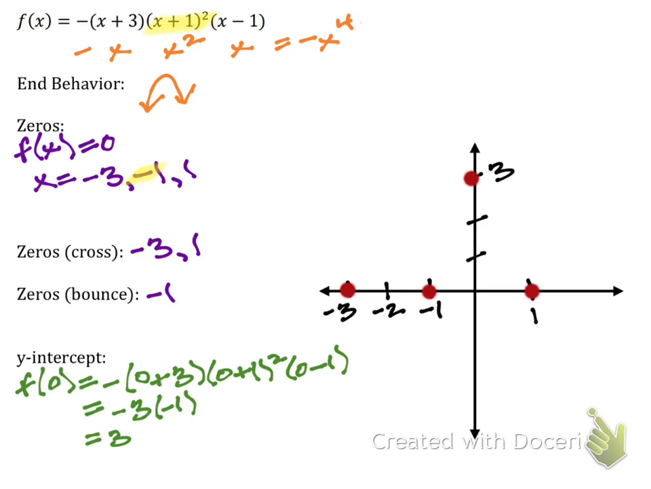So we know we have to start bottom left, and we cross at -3. Then we have a bounce at -1, which makes sense. It has to bounce because if it crossed, we wouldn't be able to get up to that 3, right? These are the only x-intercepts of our graph. So we have a bounce at -1, then we've got to go pick up that 3, and then we have a cross at 1, which is good because we should end down, down.